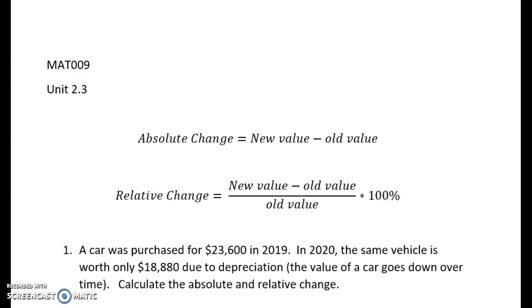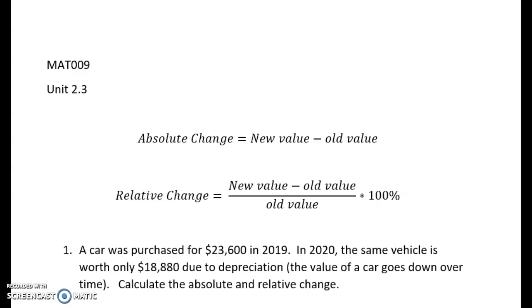In this video, I'm just going to review a couple of the things from Unit 2.3. In this unit, we were talking about how to calculate and identify absolute change and relative change. So I have the formulas again here for absolute and relative change. These are formulas that you need to commit to memory.